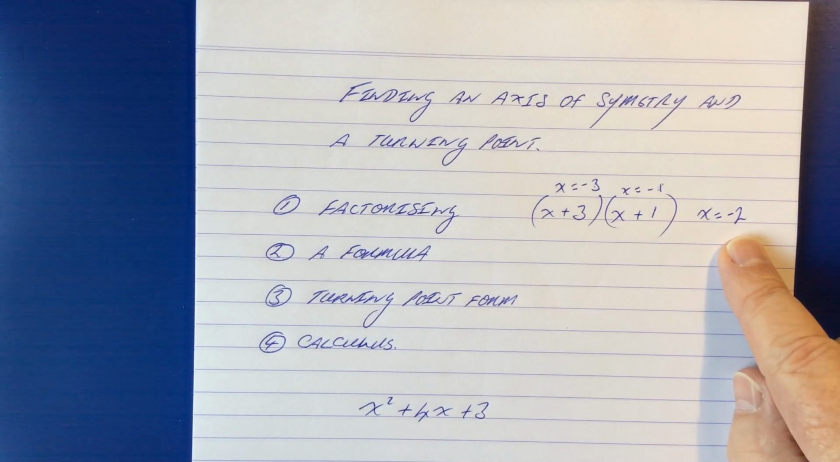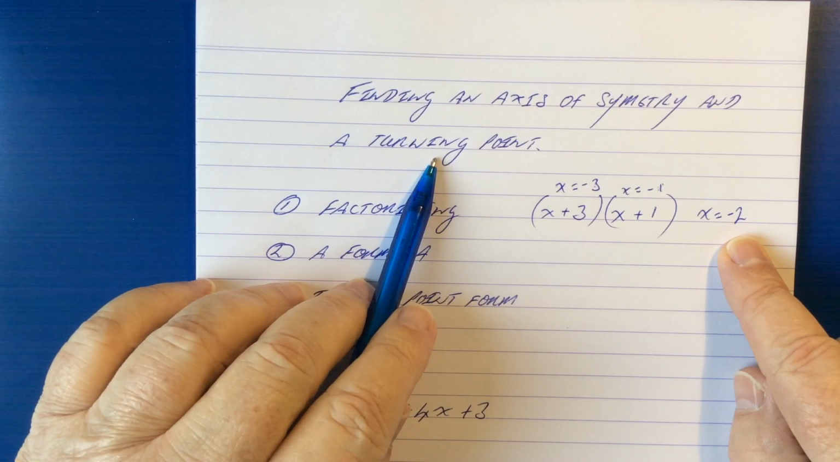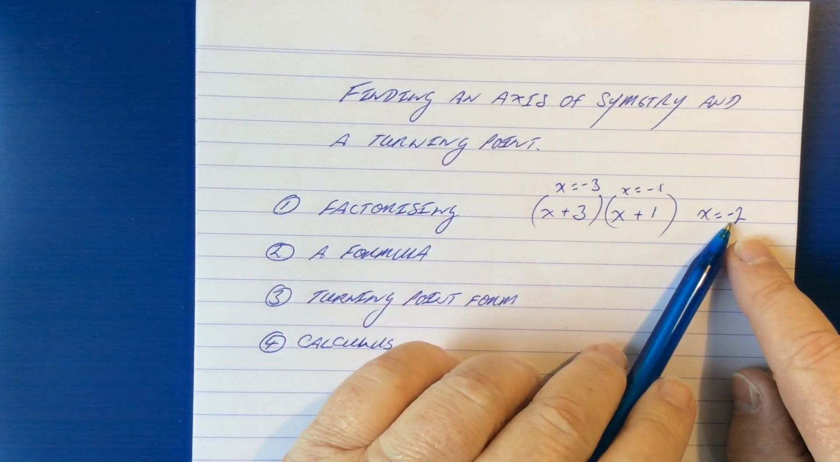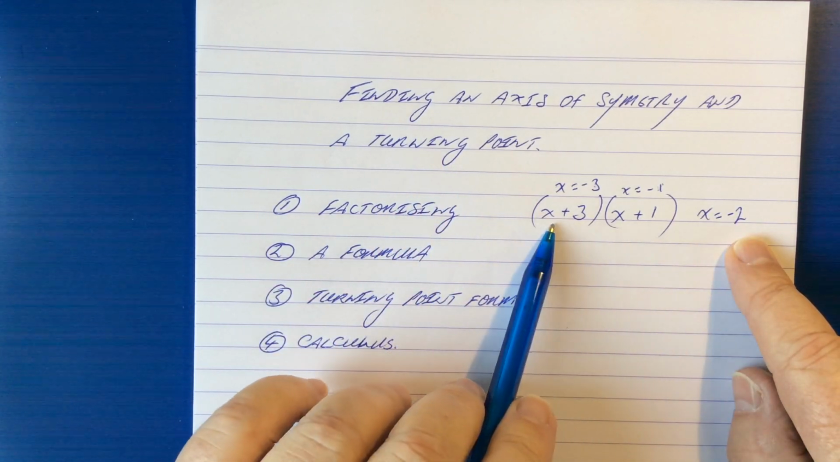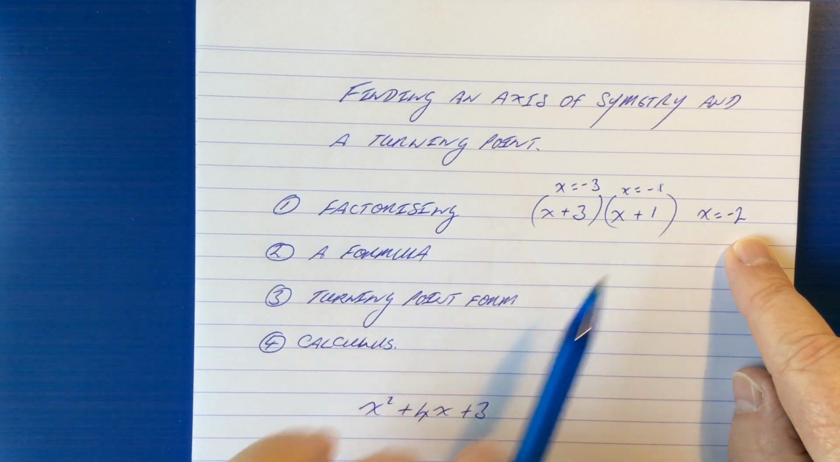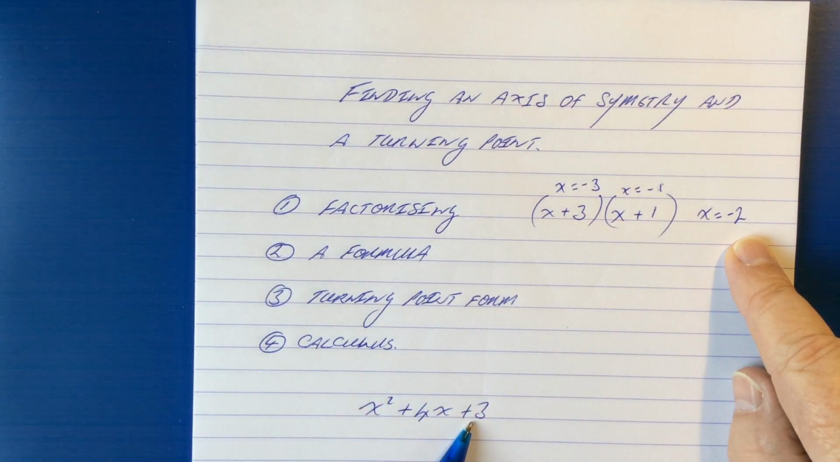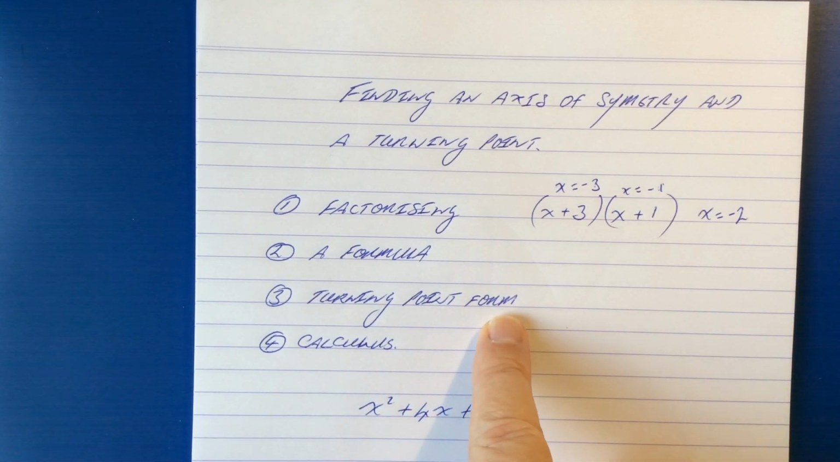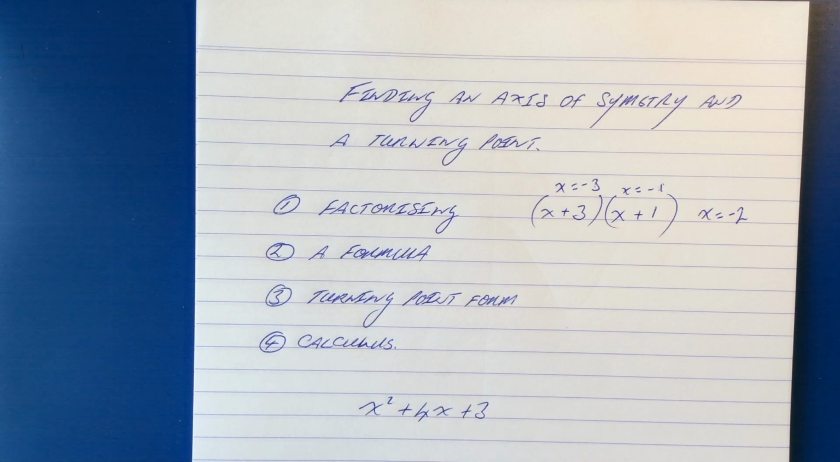Now, in order to get the turning point, what we would do is we would put that -2 into either this form of the equation or this form, and we would get a result for the y coordinate. Now, when we do this exercise using turning point form, we're going to get that coordinate anyway, so just bear with me.